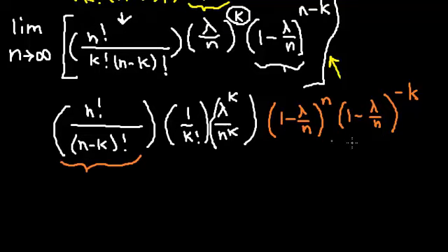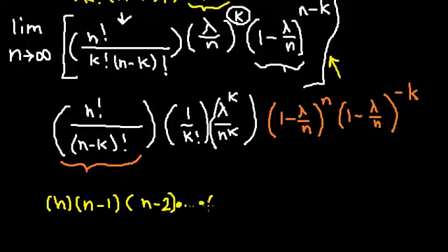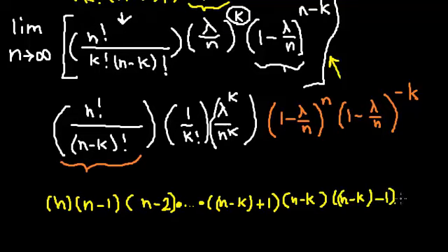Now the best way to work on it is to imagine that n factorial can be written as n times n minus 1 times n minus 2, times dot dot dot, times n minus k plus 1, times n minus k, times n minus k minus 1, and so on.